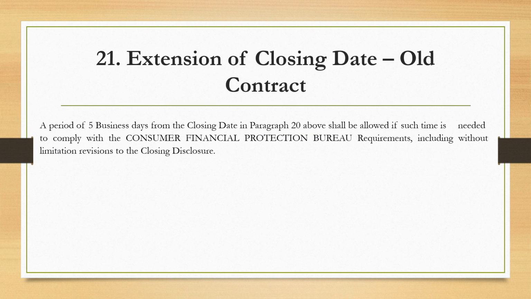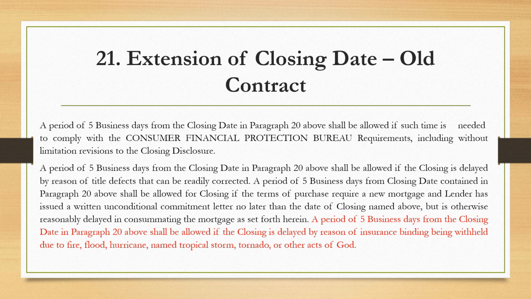Extension of the closing date under the old contract. There at the end it said a period of 5 business days from the closing date in paragraph 20 above shall be allowed if the closing is delayed by reason of insurance binding being withheld due to fire, flood, hurricane, named tropical storm, tornado, or other acts of God. And of course, this is paragraph 21, which is referring back to paragraph 20, which is the original closing date, which may have been extended pursuant to the other portions of this paragraph 21. So a reference back to paragraph 20 may not be the accurate closing date anymore.